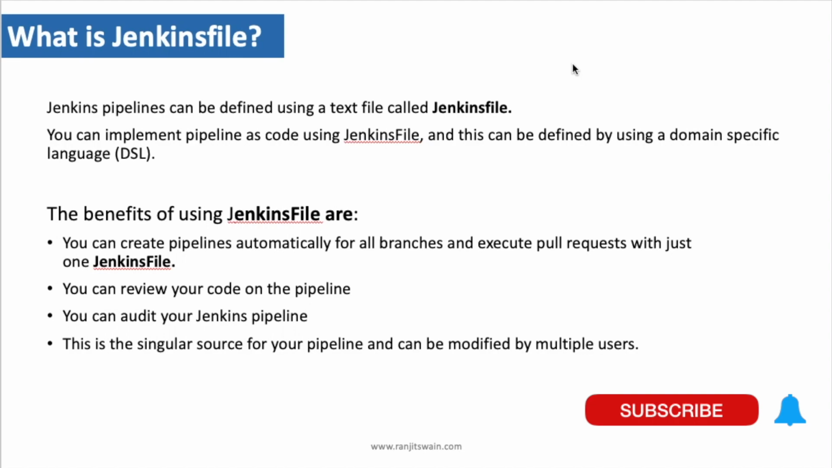So you can review your code on the pipeline. You can audit your Jenkins pipeline, like the audit process, to see what change happened previously in case of any issues, or if you need to know what has happened if there is a breakdown in the system, right? And this is the singular source for your pipeline and can be modified by multiple users.